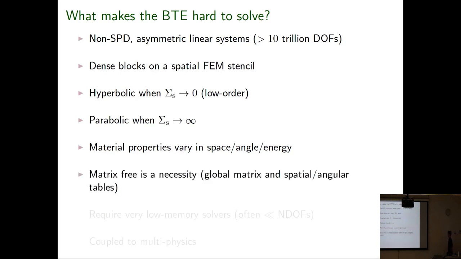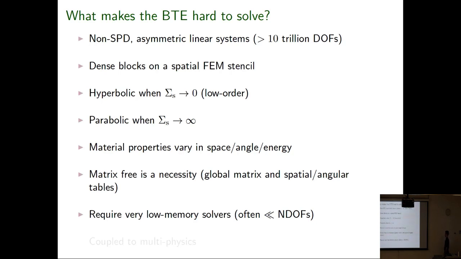So given all these things, in particular how big these systems are, you have to be matrix-free. And not just global matrix-free, but you can't store basically any of your spatial tables in space, angle, or energy for the most part, depending on what you're doing to discretize your angular domain. That obviously restricts the choice of things that we can do in terms of solvers and discretizations.